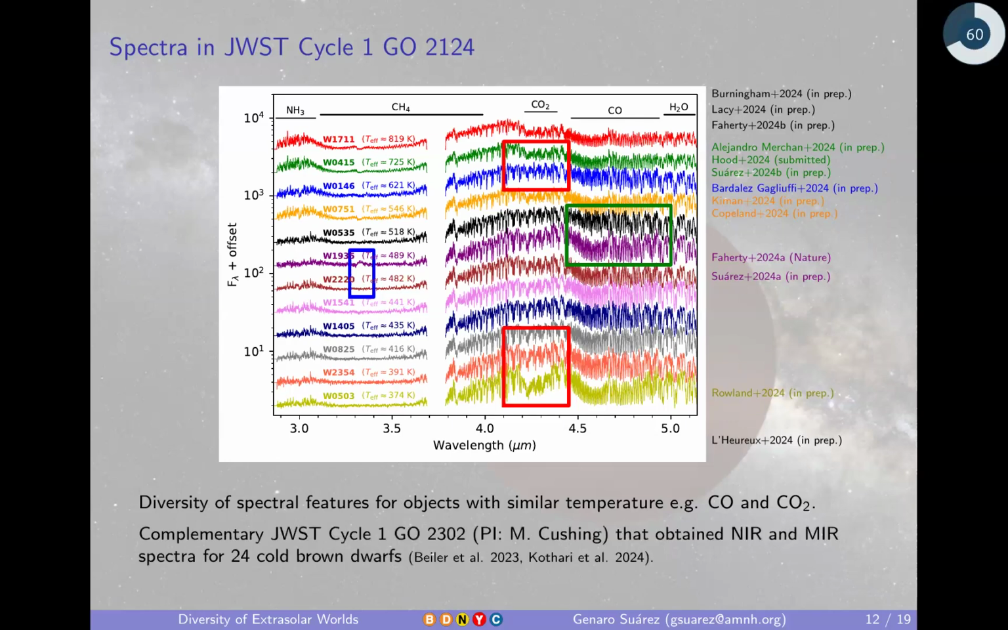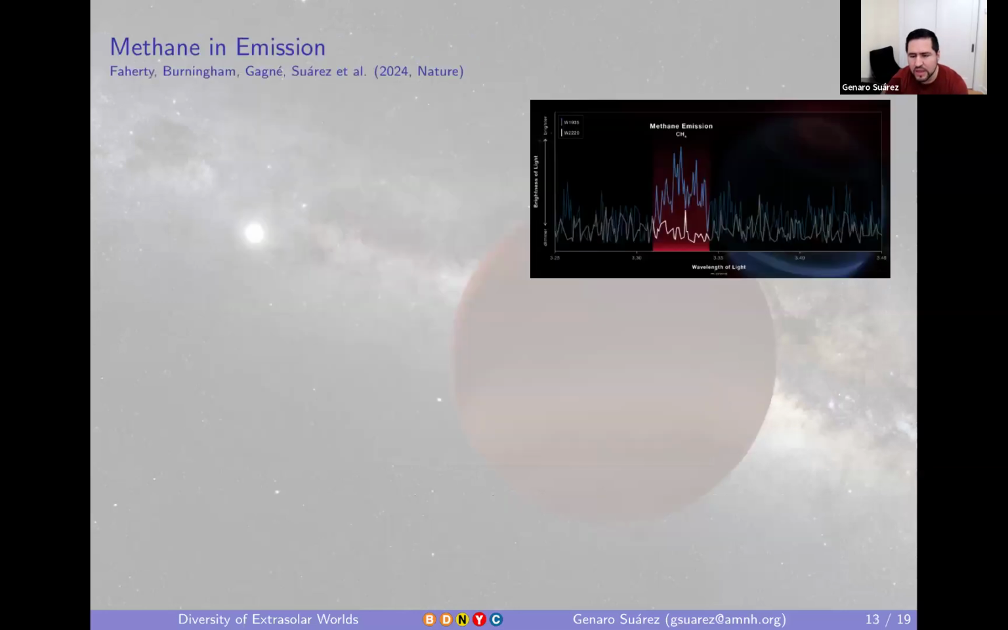There is also a complementary Cycle 1 project by Mike Cushing that observes near-infrared and mid-infrared spectra for 24 cold brown dwarfs, and this sample is helping us to interpret our observations.